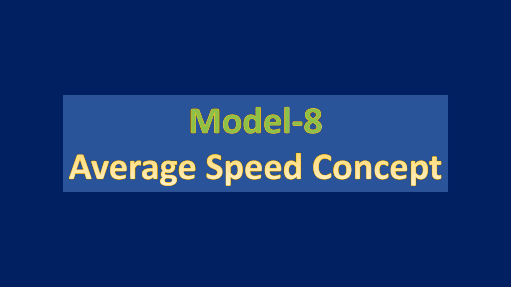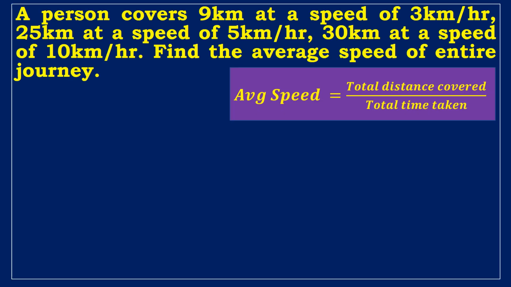The average weight of 10 members in a family decreases by 2.5 kilograms when a new member comes in place of one of them weighing 70 kilograms. Find the weight of the new member. Simply, we can write 70 minus 2.5 into 10 is equal to 45. So, the weight of the new member is 45 kilograms.